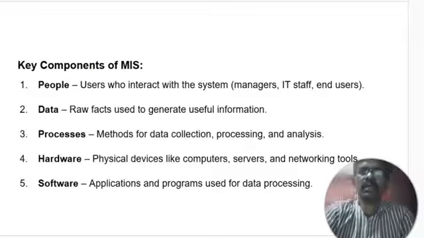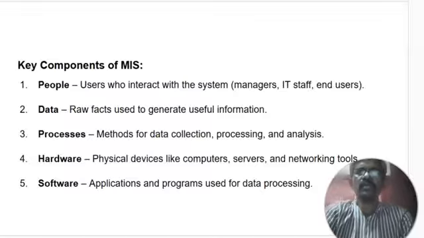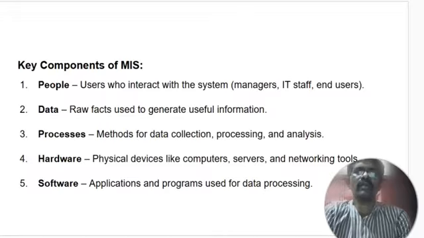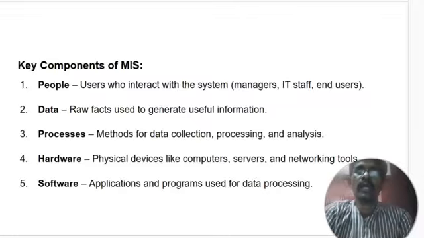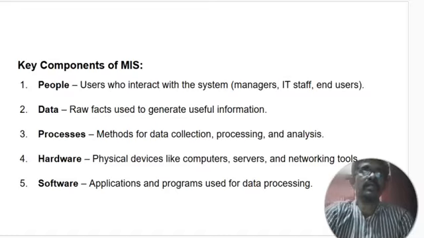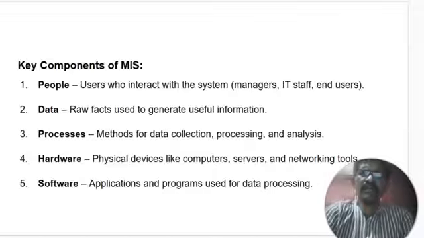Previously, we saw the concept and introduction of an MIS in the sessions, and we are going to see about the key components of MIS. As I already told, MIS stands for Management Information Systems. In this class, we will see what components are available in an MIS. We need to have five important components: first people, second data, third processes, fourth hardware, and fifth software.